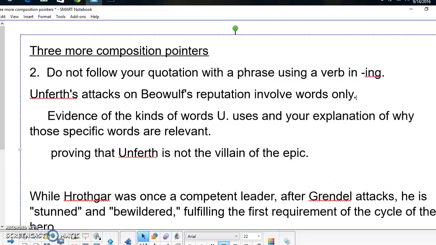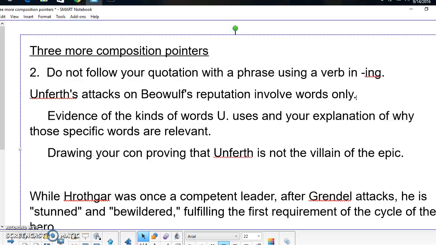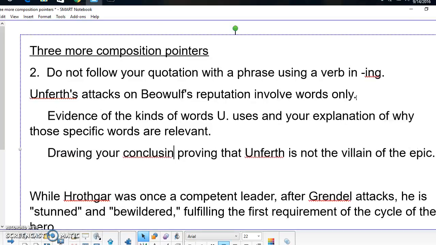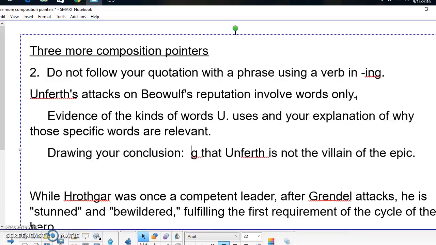Then after you get all that done, then you can get to drawing your conclusion. Based on all of that stuff that you just analyzed in your body sentences, you want to say, Unferth is not the villain. So what we're trying to do is not do 2 things at once. First, here's your claim, develop it using CDs and repetitions of your key terms, and once that's all done, you can then draw the conclusion that you want to get to. Don't just jam that conclusion onto the end of another sentence with a verb in the ing.